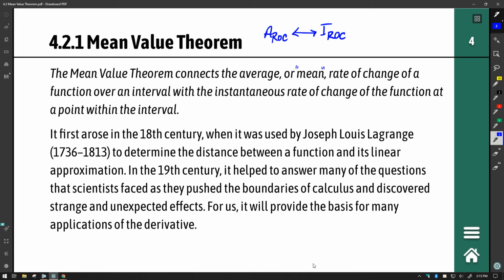Now, this theorem first arose in the 18th century by Lagrange, where he used it to determine the distance between a function and its linear approximation. More on linear approximations in a later chapter. Later in the 19th century, it helped answer many of the questions that scientists face when they pushed the boundaries of calculus and discovered strange and unexpected effects. But for us, it's going to provide the basis for many applications of the derivatives. Applications of the derivatives are where we are right now in chapter 4. It's where we're going through the rest of chapter 4. So the mean value theorem is a big basis for that.